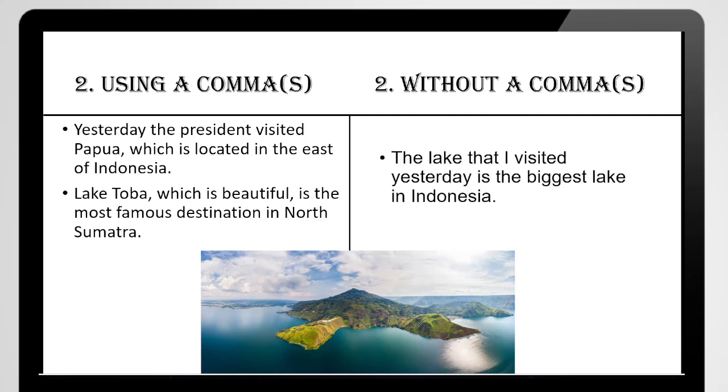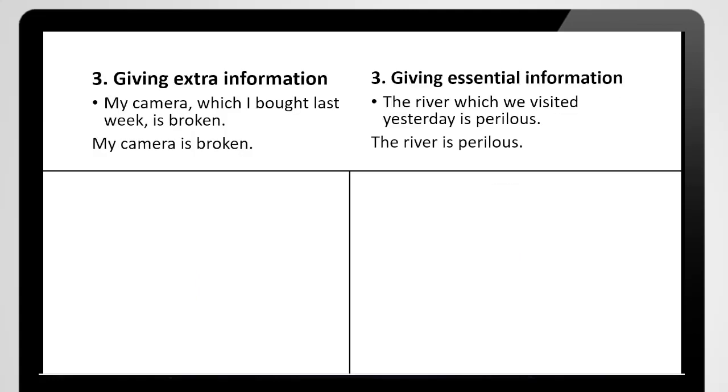The lake that I visited yesterday is the biggest lake in Indonesia. So here we don't have any commas. That I visited yesterday. The third difference is giving extra information and giving essential information. My camera, which I bought last week, is broken. Okay, so the information here is non-essential or extra, which I bought last week. If we remove this relative clause, the sentence will still make sense. My camera is broken. You still understand that, right?